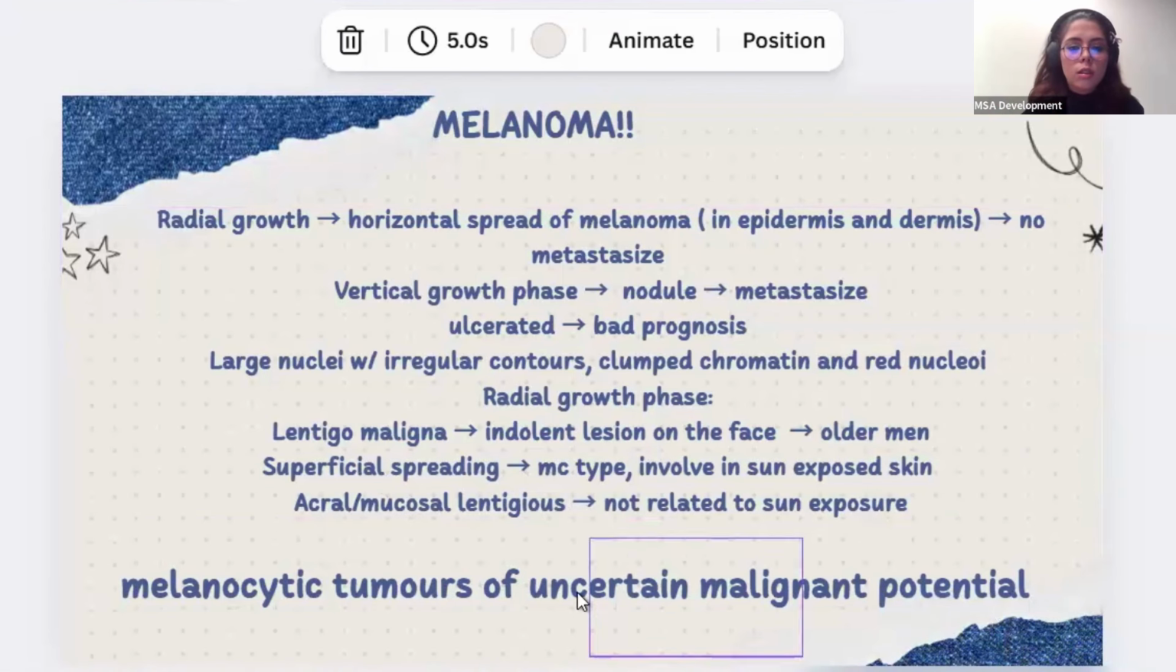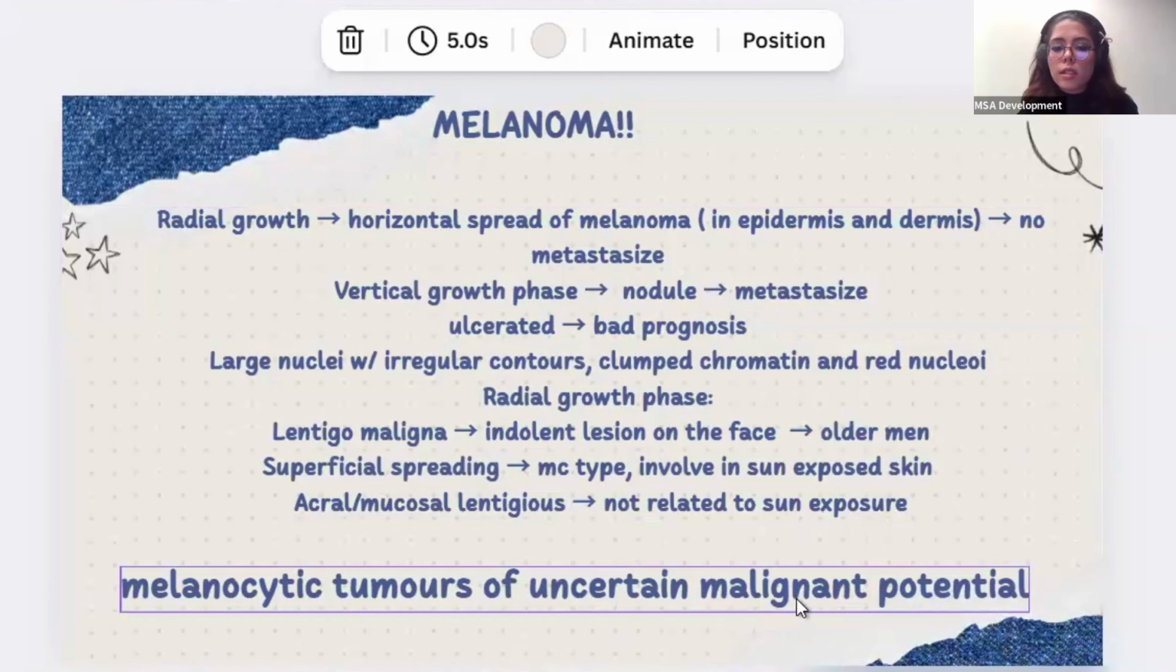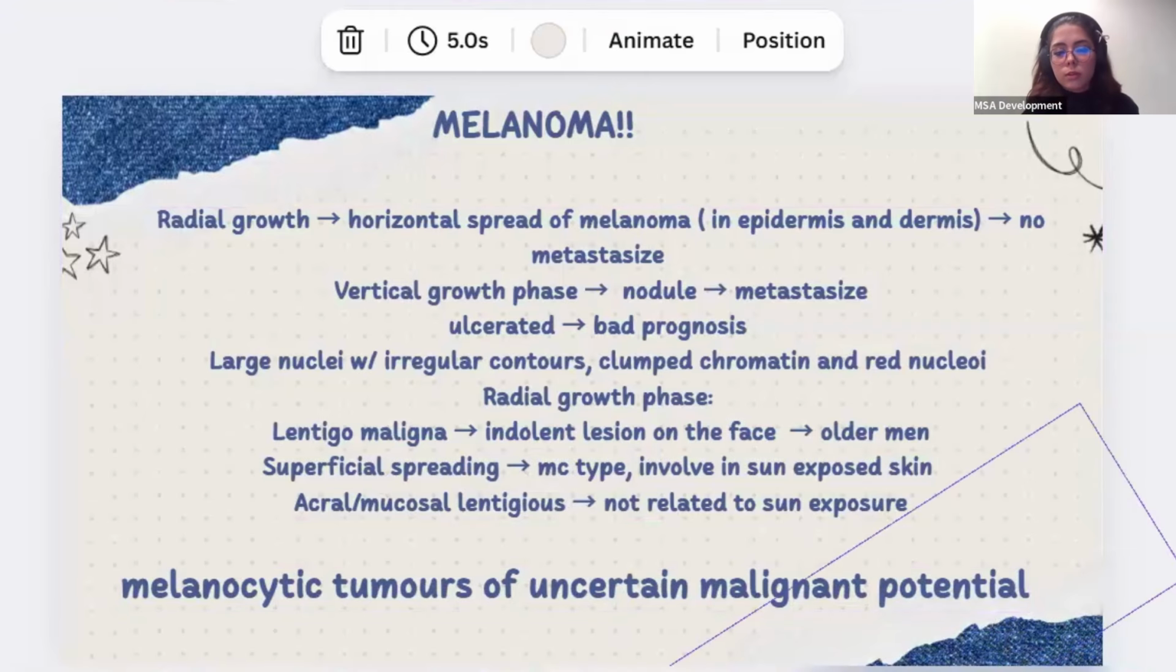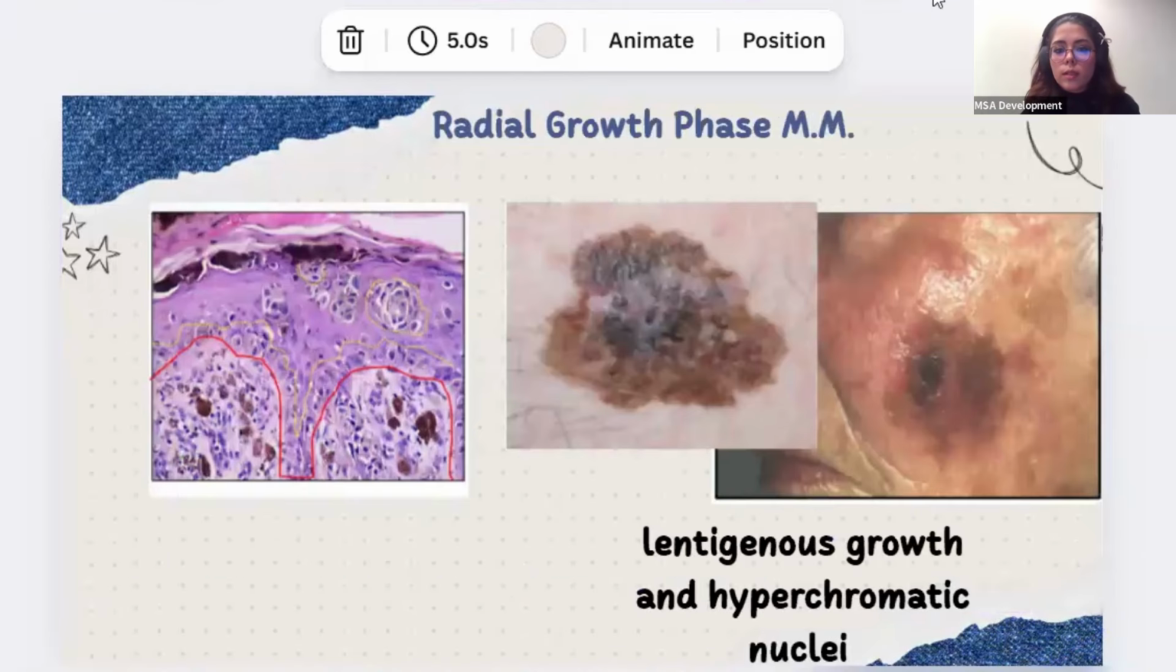Melanocytic tumors of uncertain malignant potential. It was mentioned in your slides. I don't think it was important. I just added it for the sake of completion.